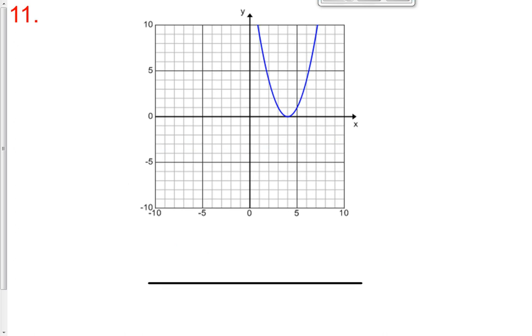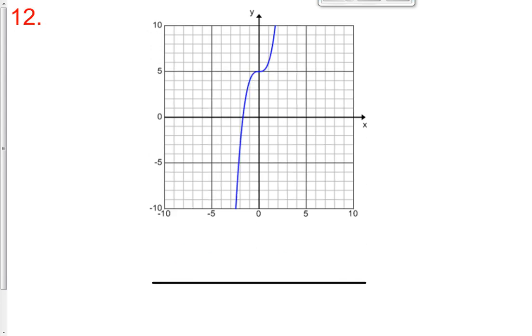Number 10, hopefully you guys put a quadratic. When it forms a parabola, this is a quadratic function. Number 12, this one is maybe a little bit trickier. This is our cubic function. Our cubic function, the end behavior goes in opposite directions, so that's a big one.